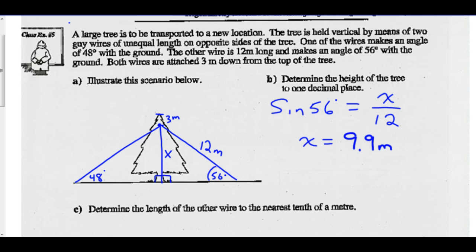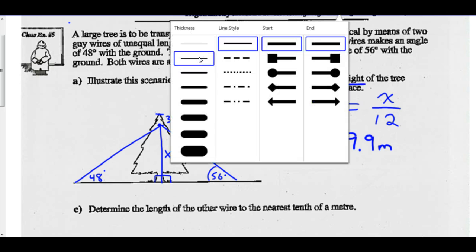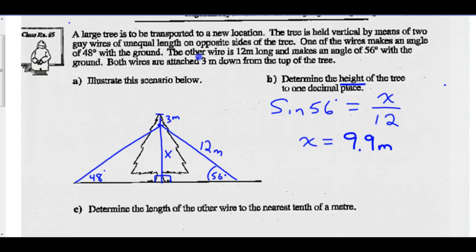Now, what's the height of the tree? The question asks us to find the height of the tree. I found x, but that height is 3 meters from the top of the tree. So the tree is 9.9 plus 3, or 12.9 meters tall. All right.